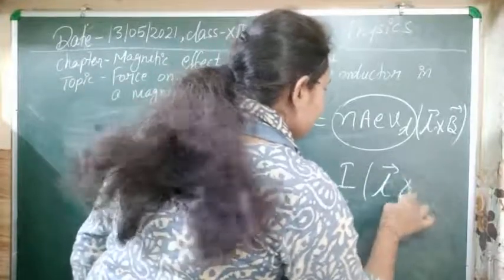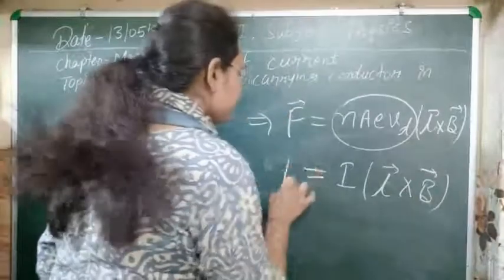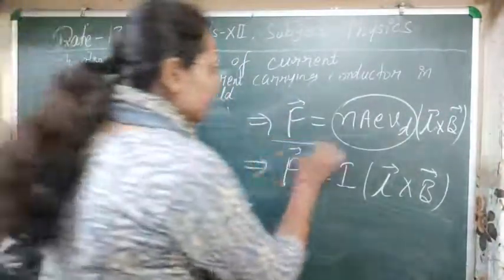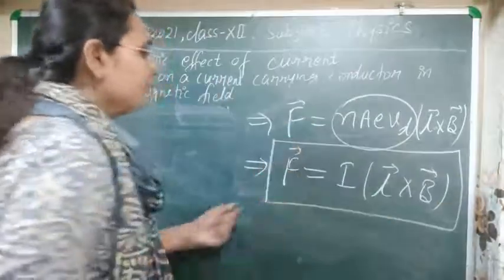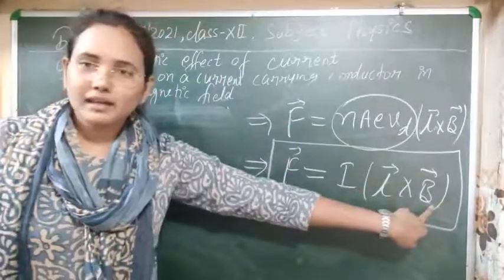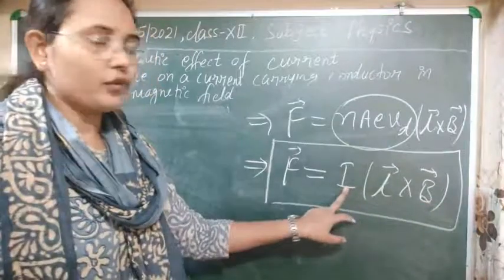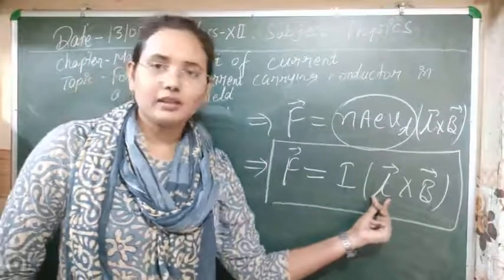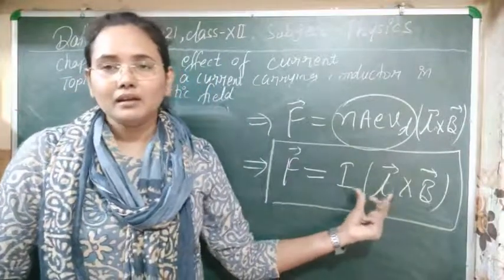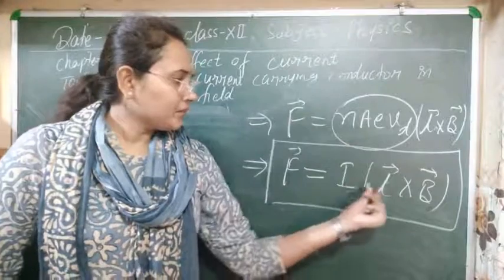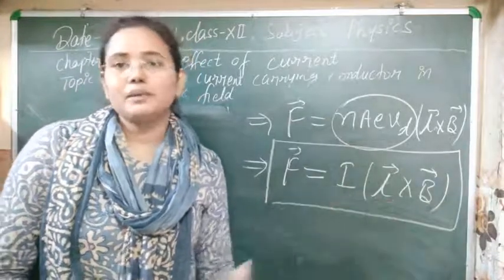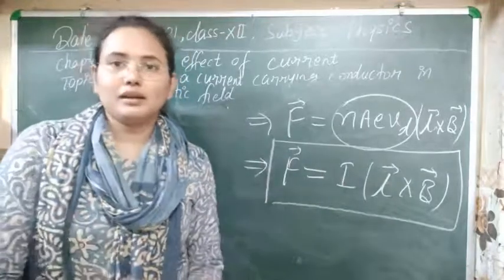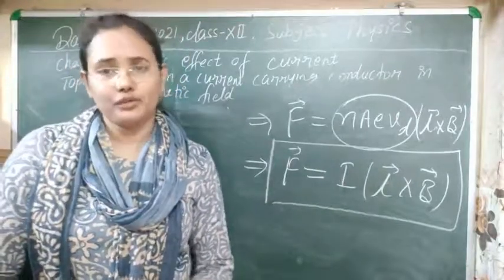This is L, this is B. So this is the force experienced by any current carrying conductor when we put it into a magnetic field B. And the current flowing through the conductor is I, and this is the length or current element. Actually you can say that this IL is representing the current element, or the direction of current in which the current is flowing, obviously.